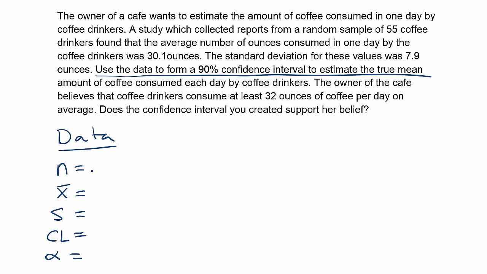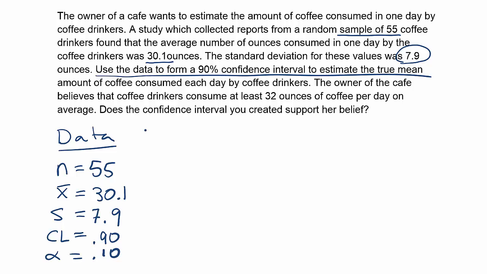So let's start with the sample size in the problem. How many coffee drinkers were sampled? It looks like they used a sample of 55. So I'm going to say n is 55. What about the sample mean? It looks like they say that the sample mean here was 30.1 ounces of coffee for that group. The standard deviation for the data was 7.9 ounces. And then the confidence level is 90%. And from that confidence level of 90%, you can tell that alpha would be 10% or 0.10 as a decimal. All right, so we have our data.